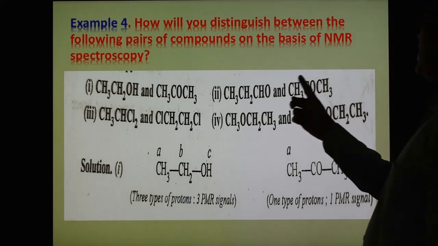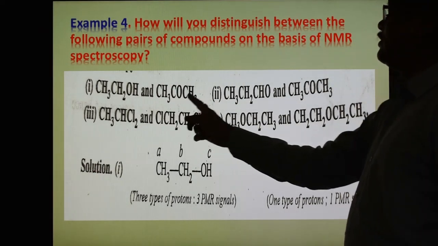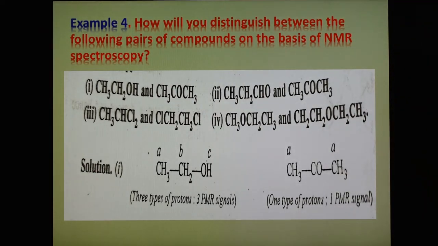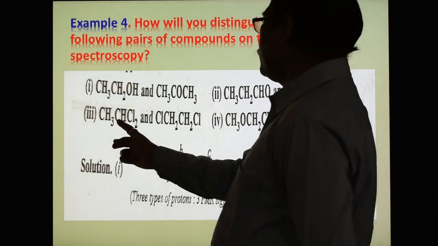So here 3 and here 2. Here also 3 and also 2 protons. Now the third compound shown is CH3CHCl2 and ClCH2CH2Cl. In the first compound of the third example, there are 2 types of signal, and here 2 types of protons are there.